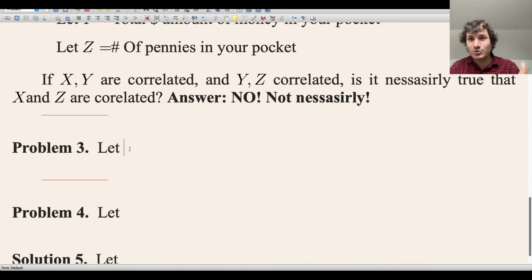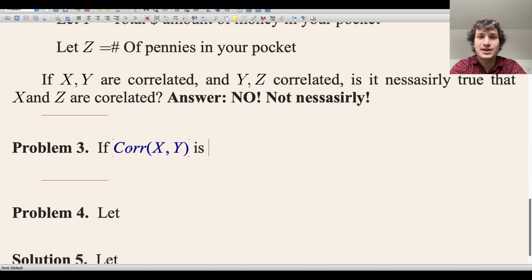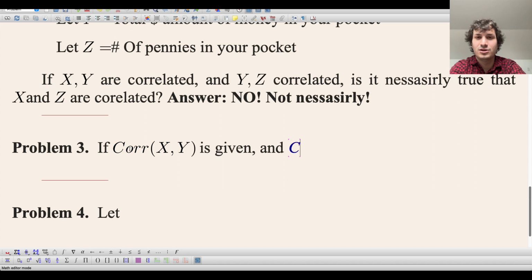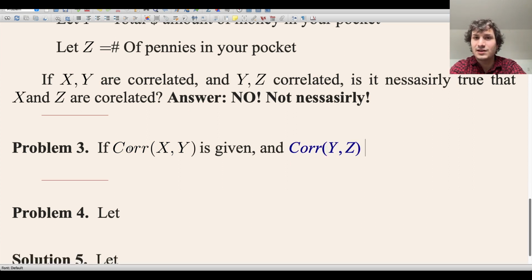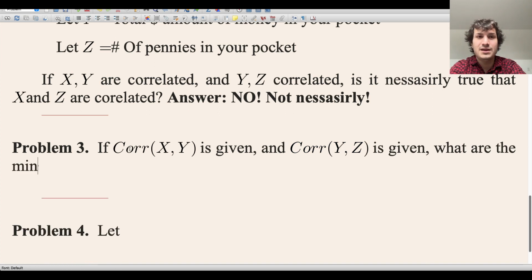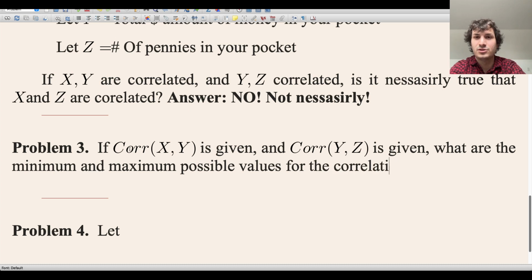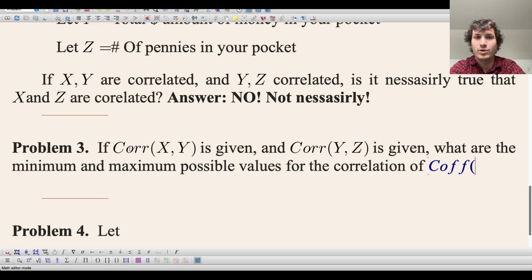This brings me to the first actual problem, which is like a problem from that $5,000 prize, which is to answer the question quantitatively: if the correlation between X and Y is given, and the correlation between Y and Z is given, what are the minimum and maximum possible values for the correlation between X and Z? So what are the minimum and maximum possible values?